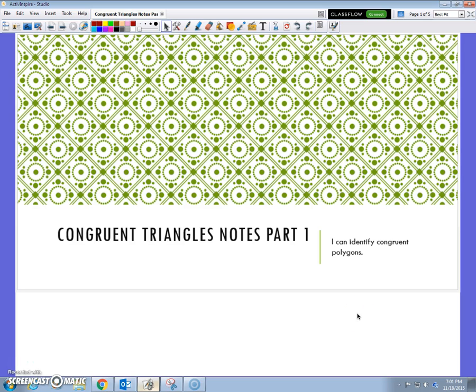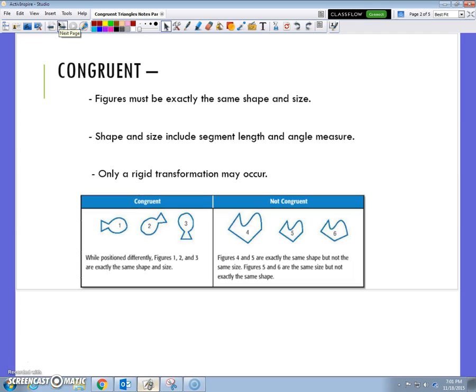All right, this is Mr. Gillum, and today we're going to start learning about congruent triangles. So basically we're going to learn how to write a valid congruent statement, and tomorrow we're going to get into some proofs, which I know you love, so we're going to get into it.